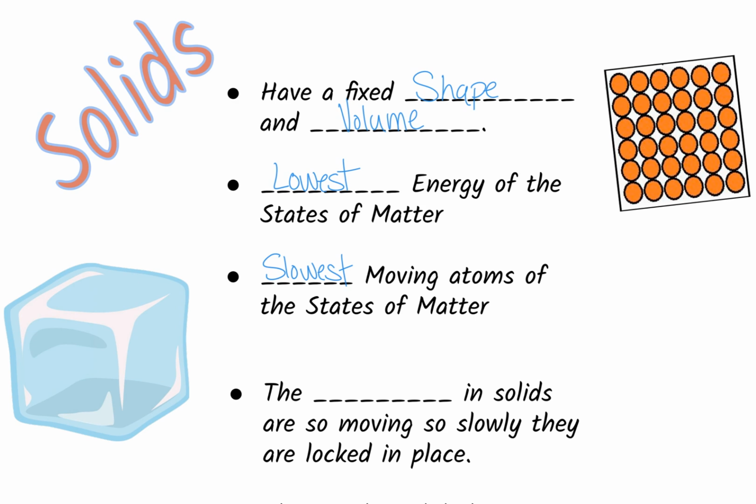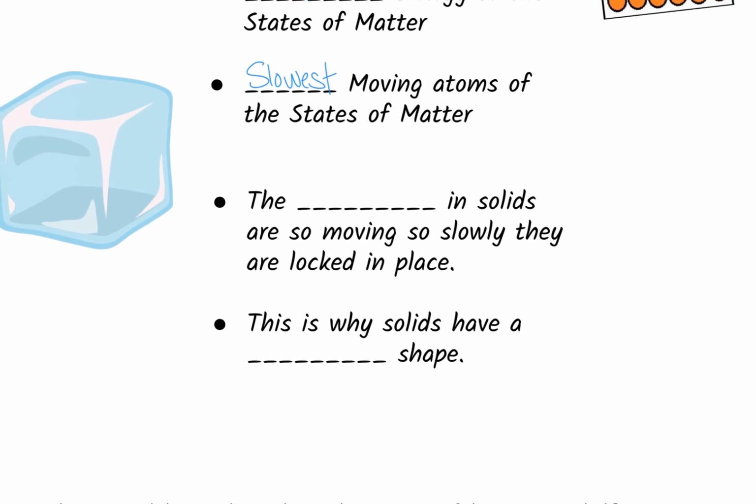In fact, the atoms in a solid, you could also call them particles, are moving so slowly that they're locked in place. They cannot move past one another, and this is why solids have a fixed shape. Sometimes you'll also see, instead of fixed, the word definite. This also just means that the shape cannot change.